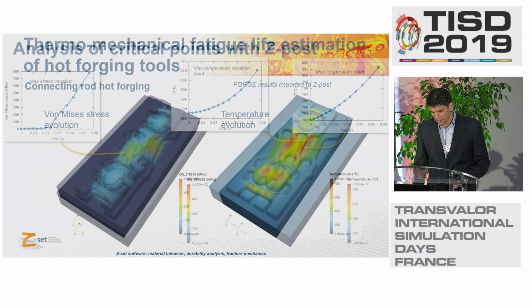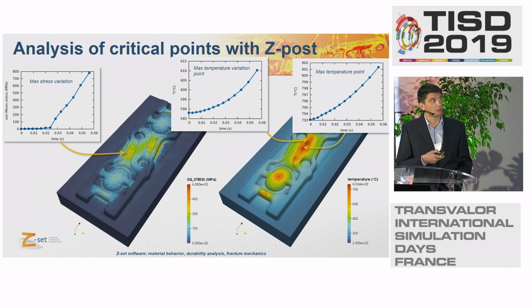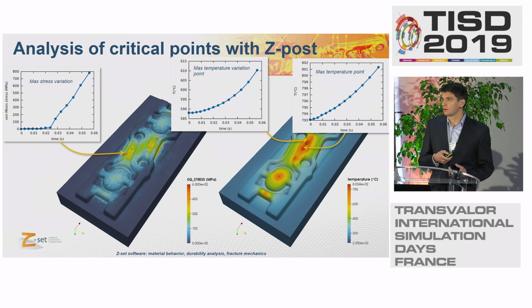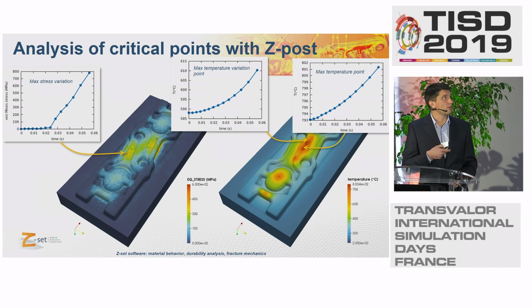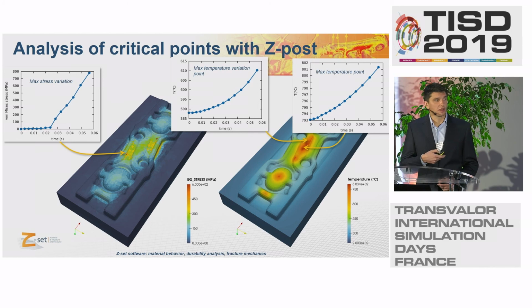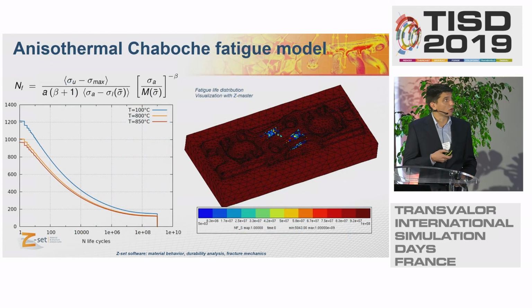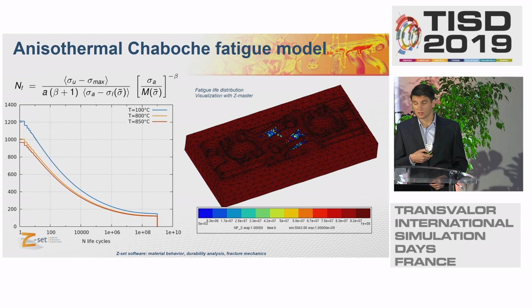So the way we do it, with the help of ZPost, we can very easily find what we call critical points. We can find the points where you have maximum stress variation or maximum stress, maximum temperature variation, or maximum temperature globally in the structure. And also we can apply the fatigue model that I presented just before.